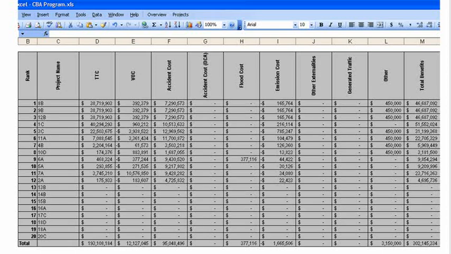So let's now have a closer look at the outputs from the model, in terms of a program. What we're getting out of it is quite similar to some of the more detailed economic models. We'd have benefits, for example: you get travel time cost savings, you get vehicle operating cost savings, and we've got safety benefits.